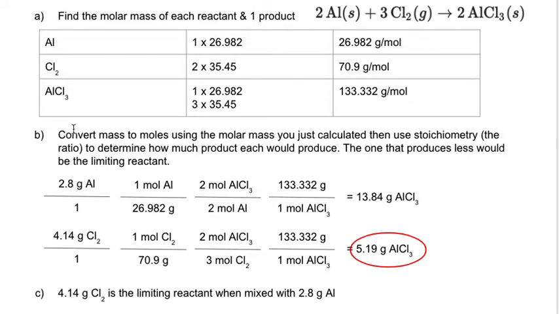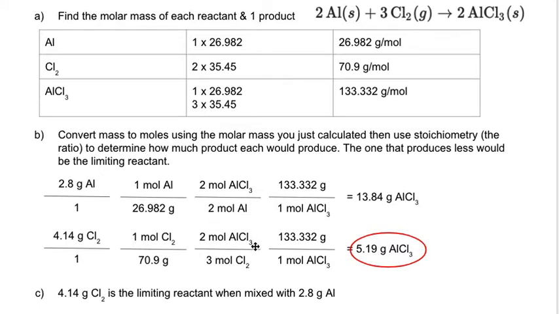We're going to do the same for chlorine. They gave us in the problem that we have 4.14 grams of chlorine. I drop my grams down here, and use the molar mass that we calculated, 70.9 grams in 1 mole of chlorine. Then using the ratio of chlorine to aluminum chloride, I have 3 chlorine to 2 aluminum chlorides. Because I had chlorine here, I have to drop it here. So 3 to 2 moles of AlCl3.